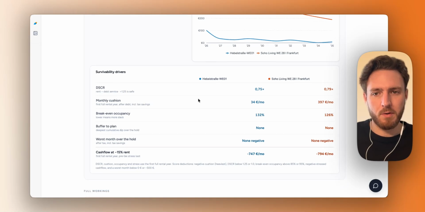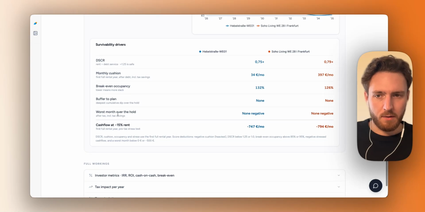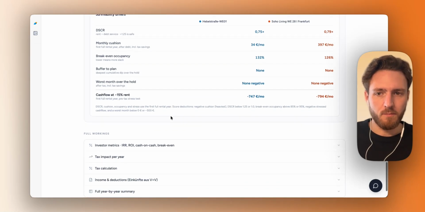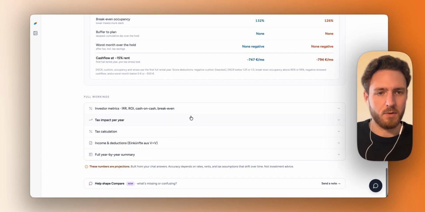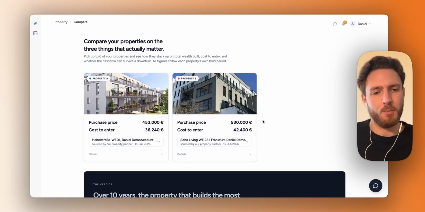And then here are some more metrics around the survivability. For example, how much your rent could cover your debt. You have a monthly cushion and some buffer, etc., etc. So that's a very quick rundown of the comparison feature.